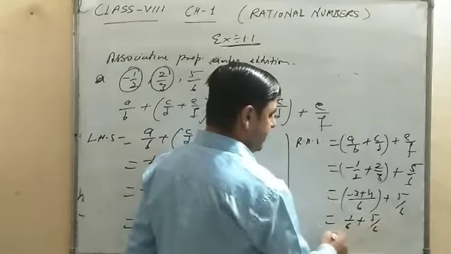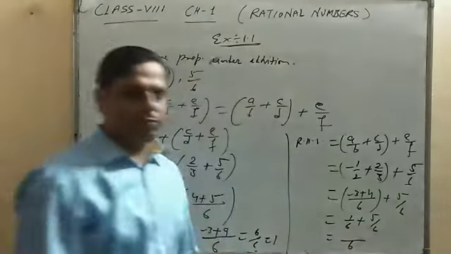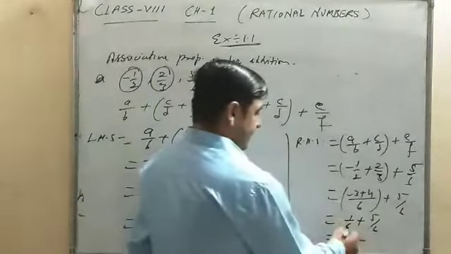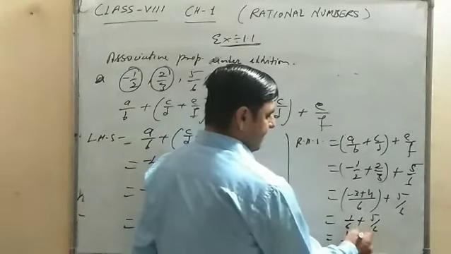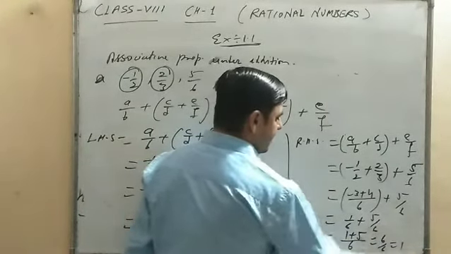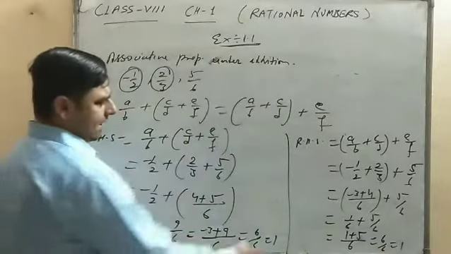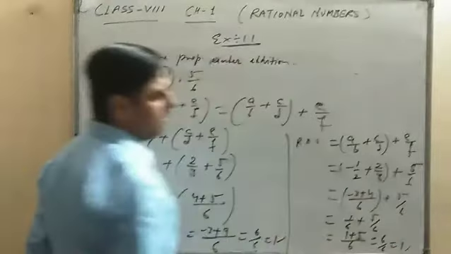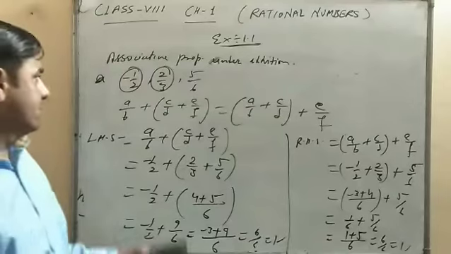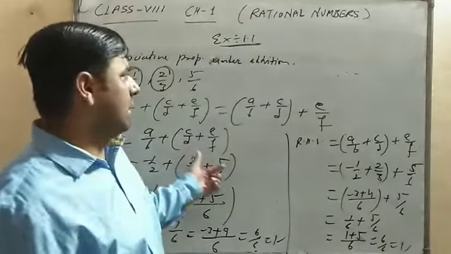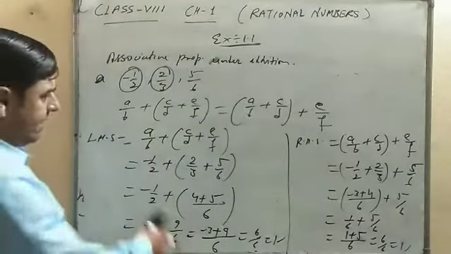Then 5 upon 6. Now the LCM is 6 because both denominators are the same. So 6 by 6, 1. 6 by 6, 1, 5. 6 by 6. Then the result is 1. So after that you can check the left hand side is equal to the right hand side. So it is the associative property under addition.